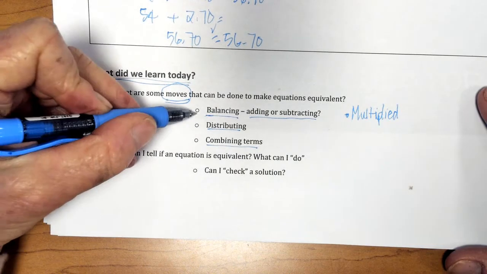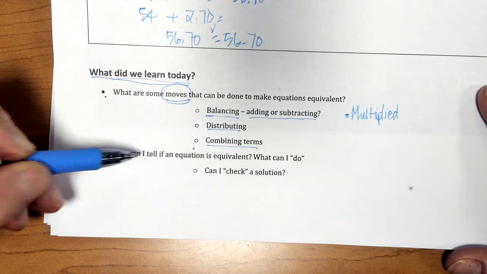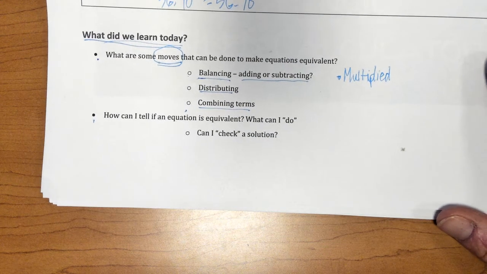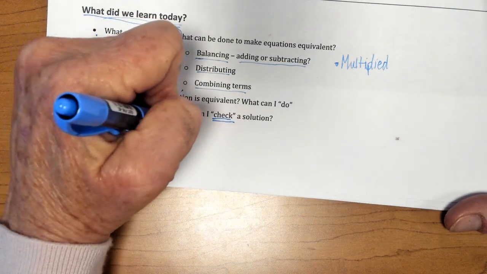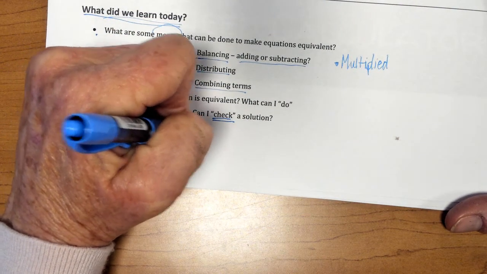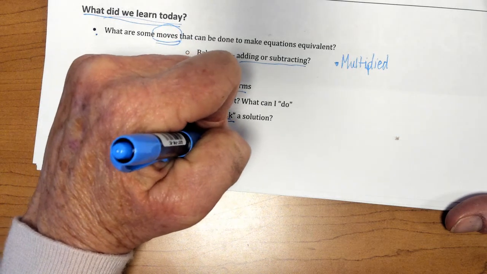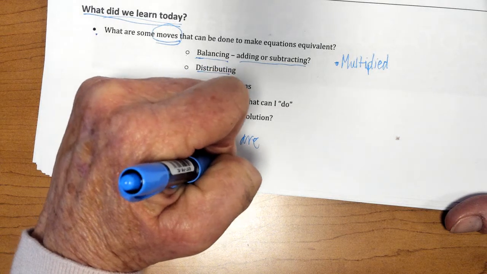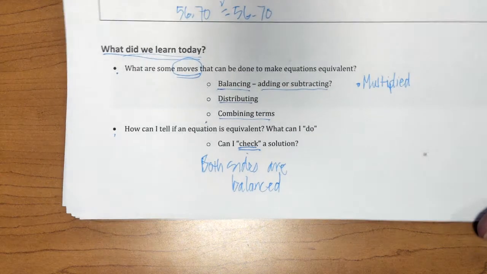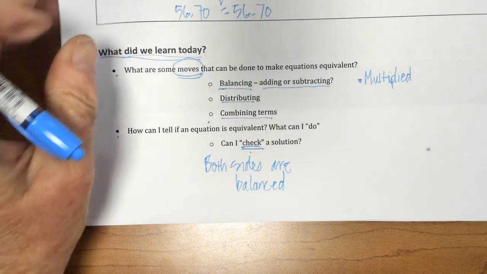Okay, so what are some moves? Here they are. How can I tell if an equation is equivalent? What do I do? Well, you want to check the solution. You want to make sure that both sides are balanced. All right, so now what do I do? I'm done with the lesson.